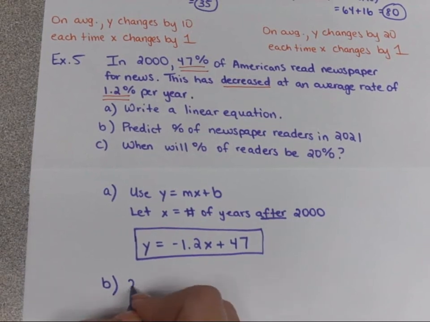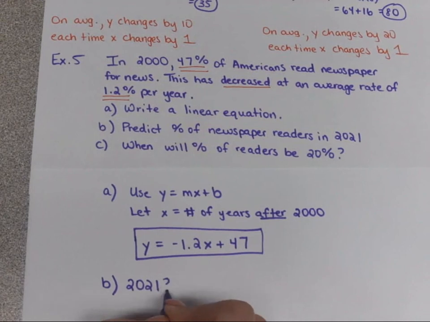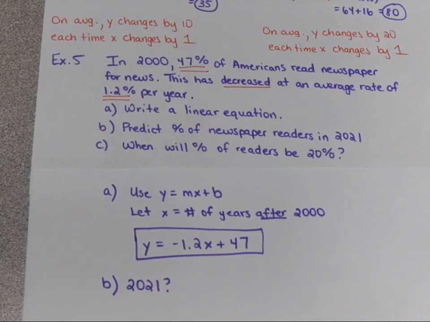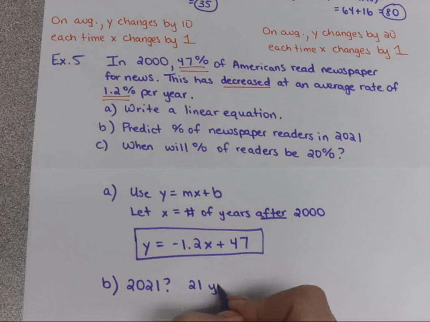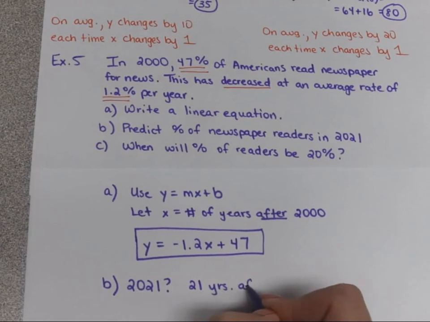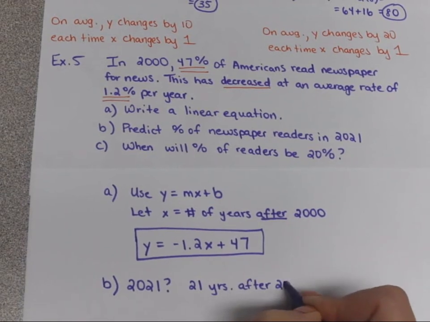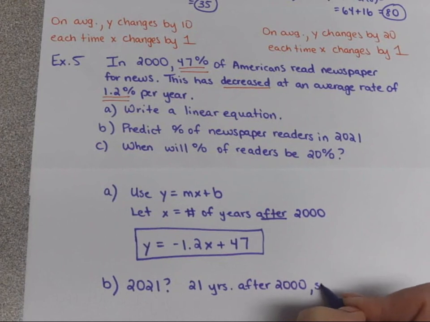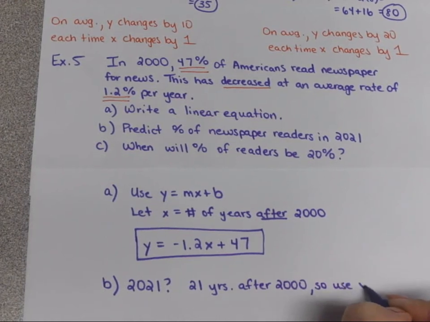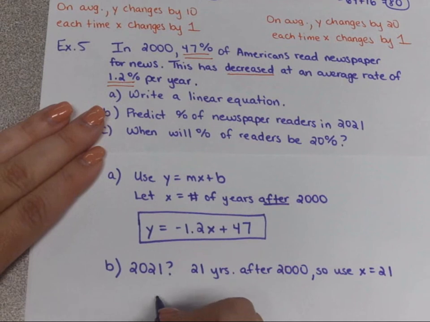Okay, so let's talk about 2021. What does 2021 mean if I'm using X to represent the years after 2000? Think of it this way: it's 21 years after 2000. So what do I need to use for X then? Just use X equals 21. I don't need to use 2021 for X because I'm talking about only the years after 2000.